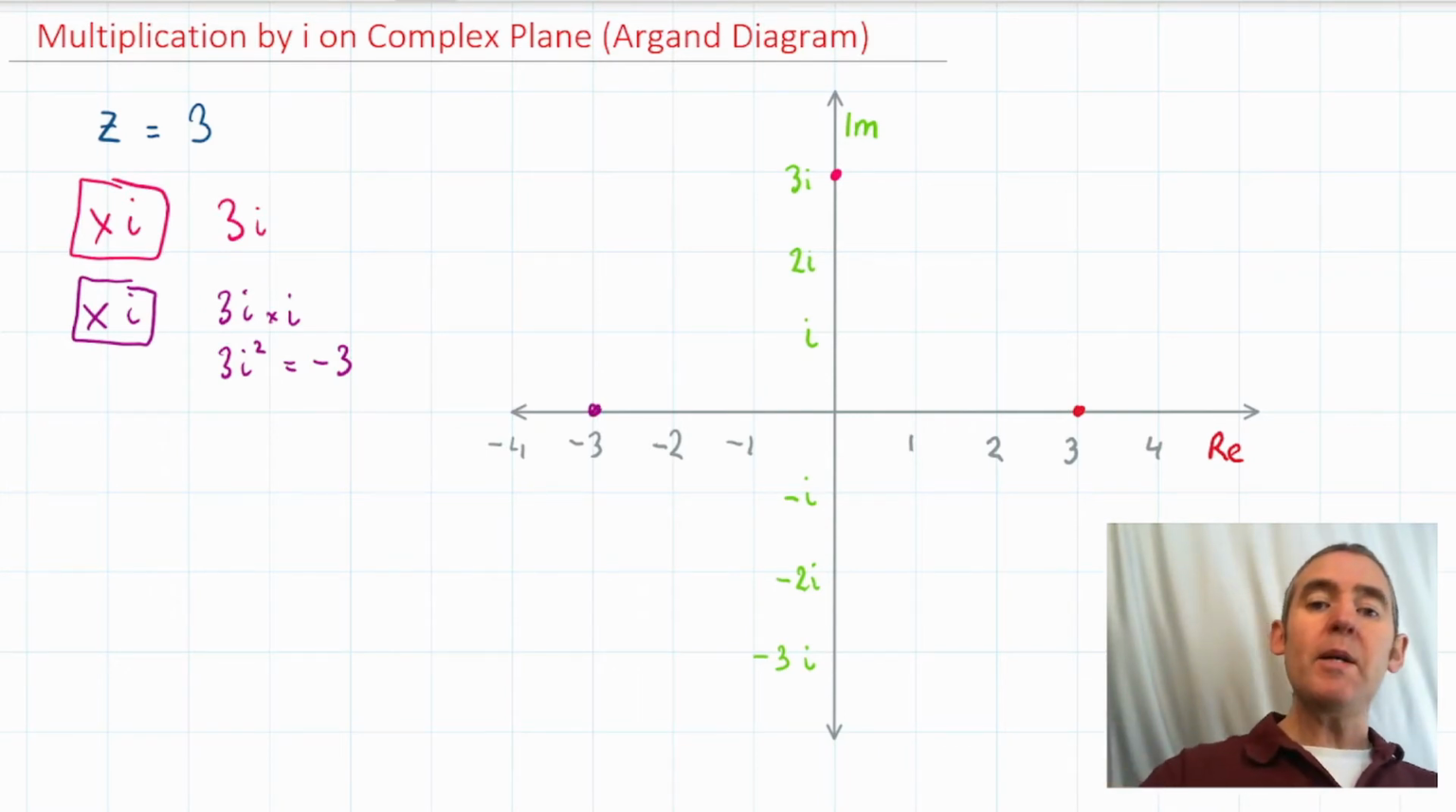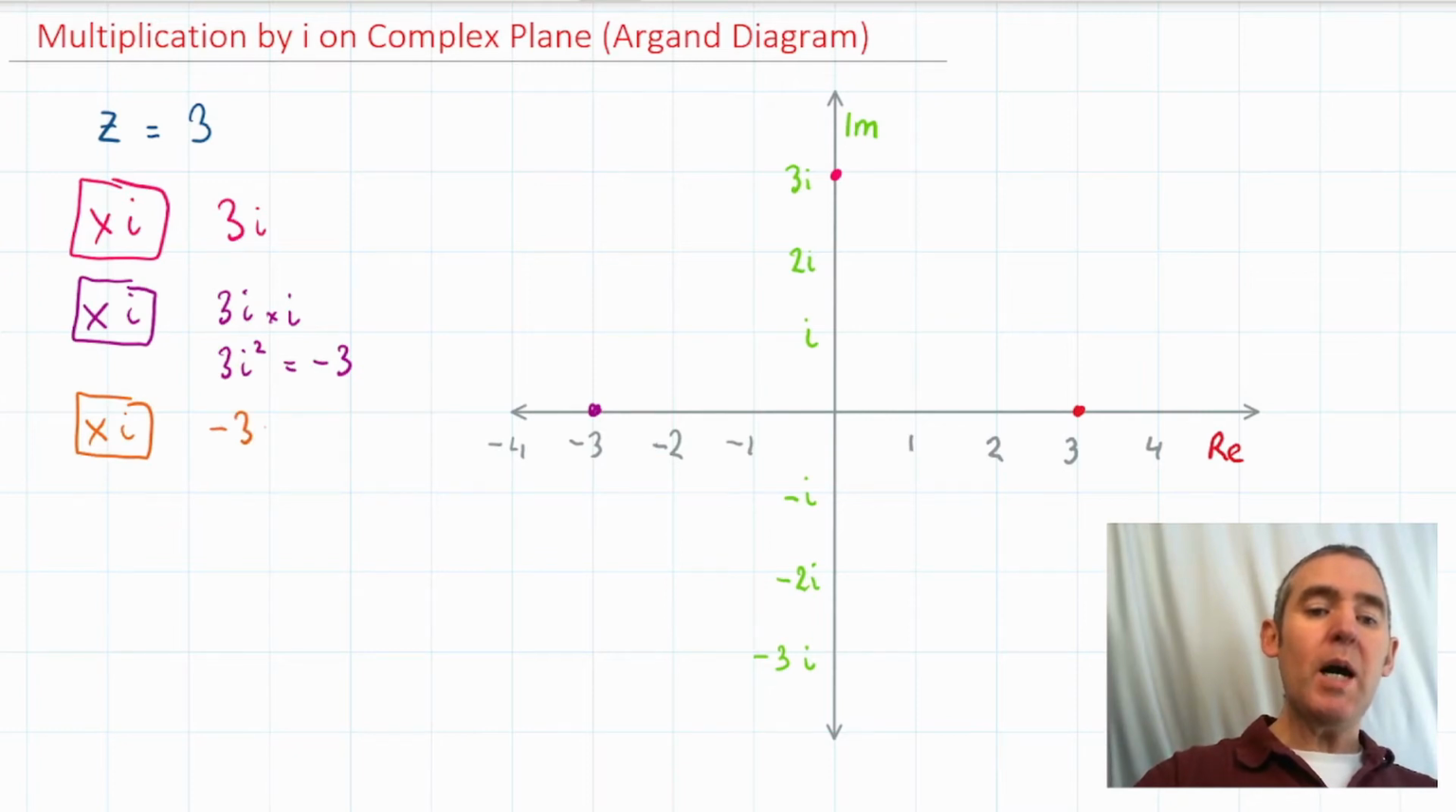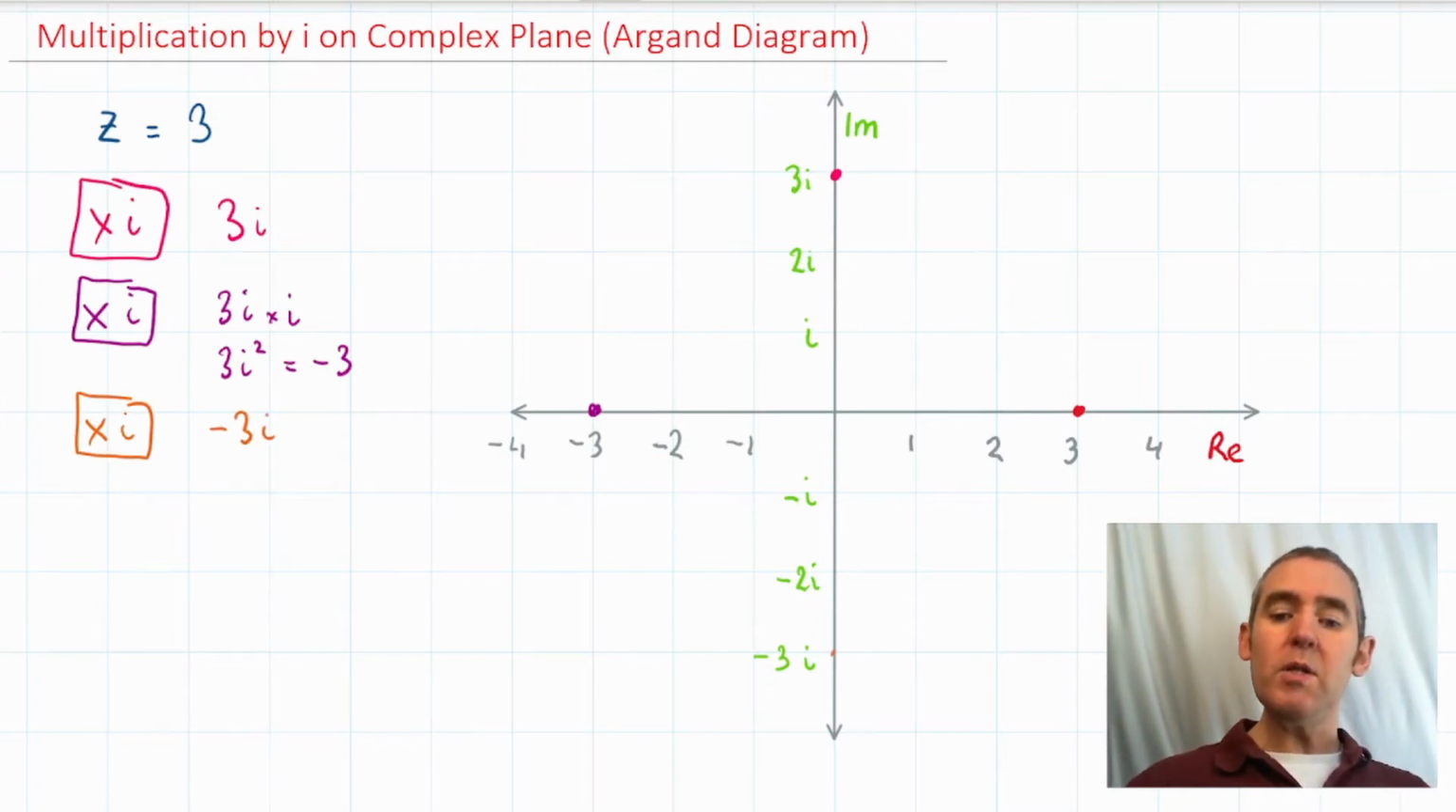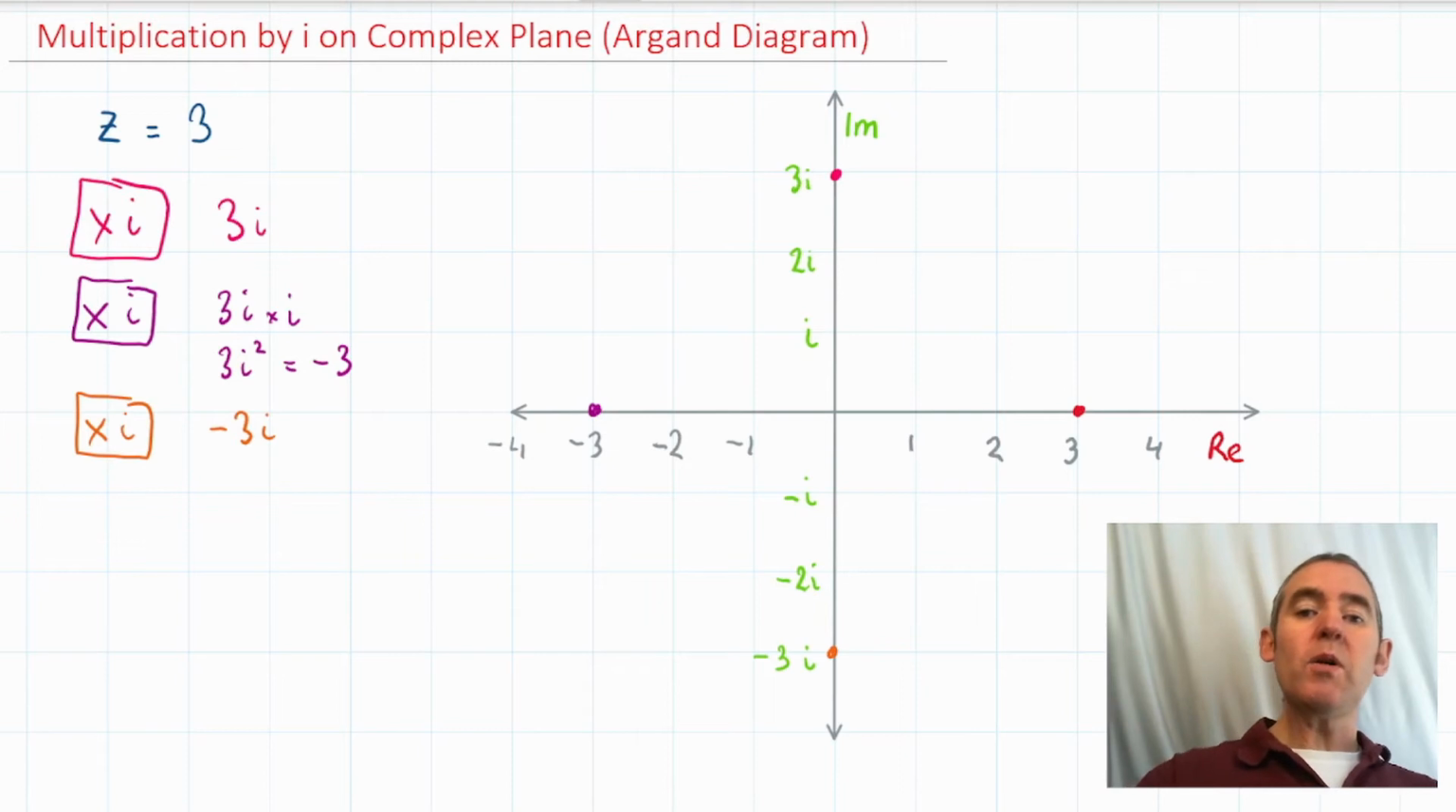So let's now multiply by i again. And in this case we have minus 3 multiplied by i. So you get minus 3i, which is down here. And then we're going to multiply by i again. And in this case we have minus 3i, and that's going to be multiplied by i.